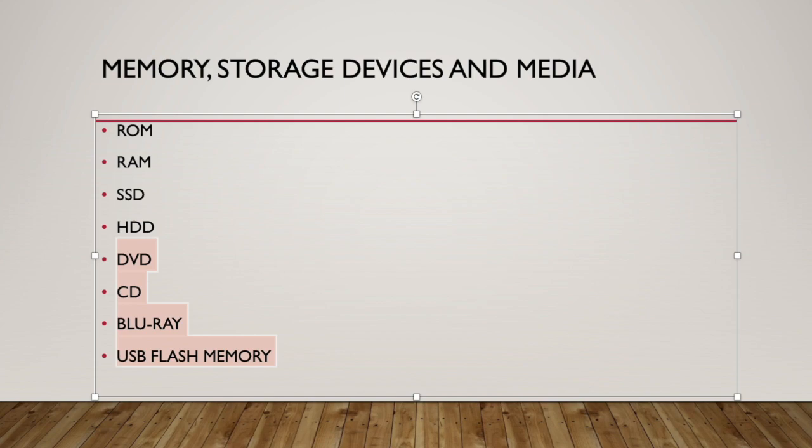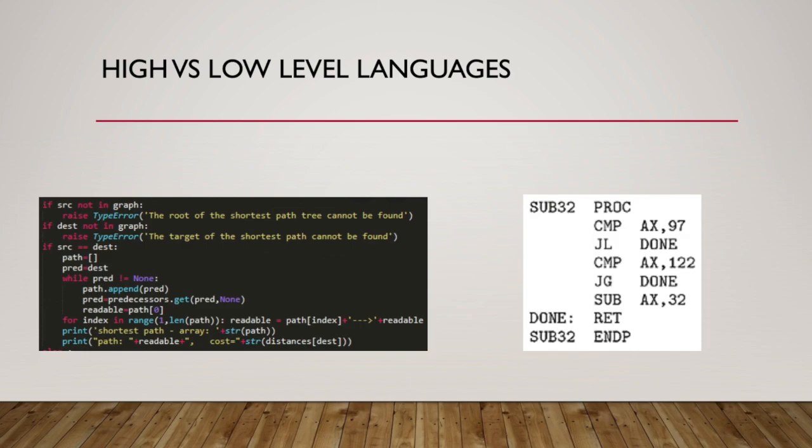Three more things, I think. So we've got high and low level languages. You need to know what the benefits of each of these are. You need to be able to identify them. It might show you a high level and a low level language and ask you which one is which. Okay, and as I said, the positives and negatives. So this one is easier to read, because it's like a structured English. This one is more difficult to read because it's very short commands.